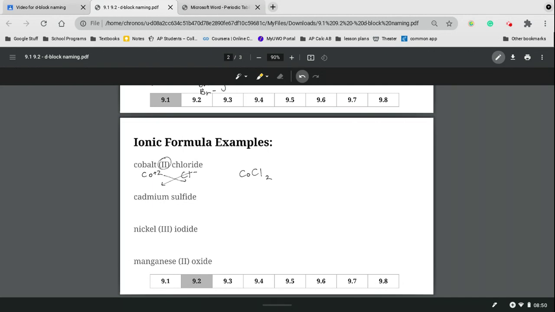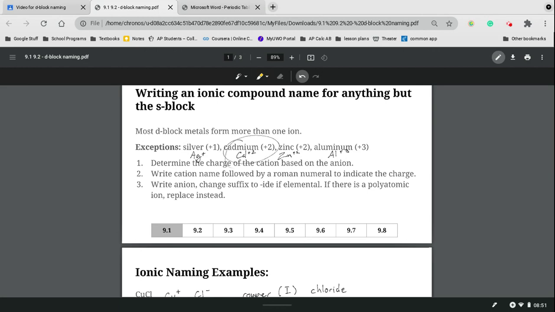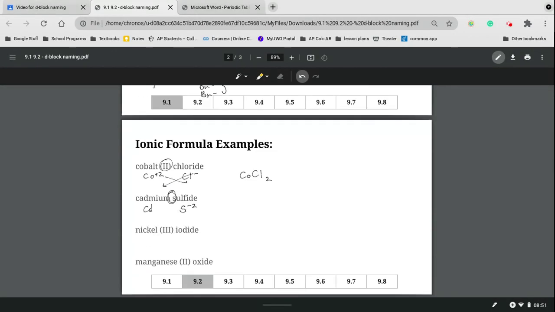Cadmium sulfide, cadmium and sulfide. We know that sulfur has a charge of -2. And there's no indication of a Roman numeral right here, so we're like, what's that? Well, we know that cadmium up here always has that +2 charge. And so that would be cadmium 2, sulfur 2, with that little crisscross thing. And those two will just cancel out to make it CdS.